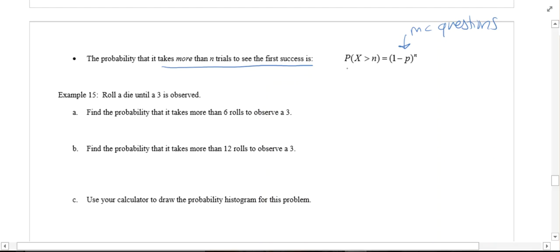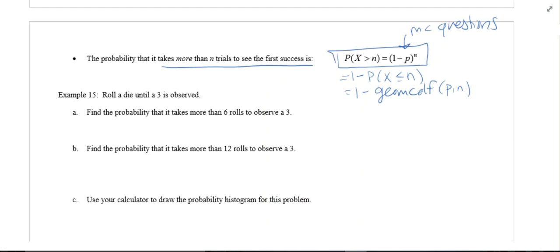You also do, to get x is greater than n, the same thing that we've been using is 1 minus the probability x is less than or equal to n. Does that make sense? Just all the things we're doing for binomial and geometric. X is greater than n, you can do 1 minus the probability it's less than or equal to n, which is the same thing as 1 minus geometric CDF of p and n. So this is fine. I don't care if you solve it this way. It's totally fine. But this formula comes up for sure as multiple choice questions, so you don't want to forget this guy. Okay, so keep track of that.